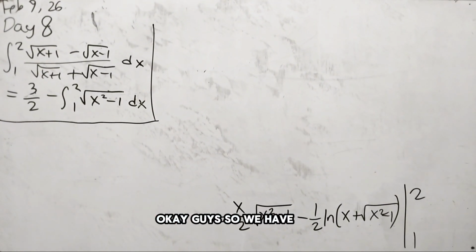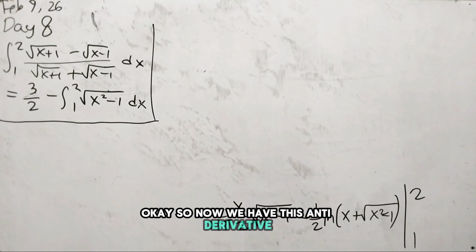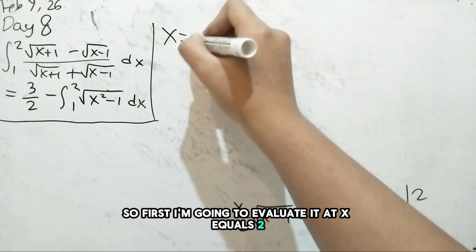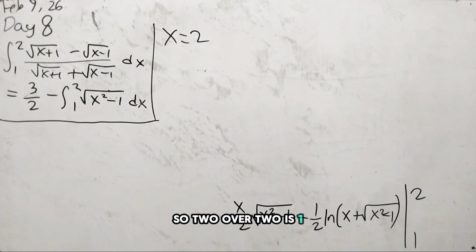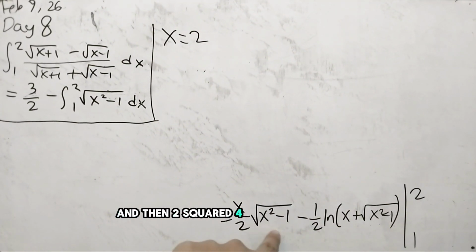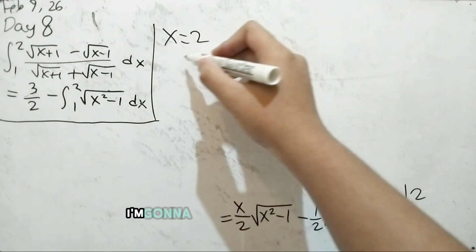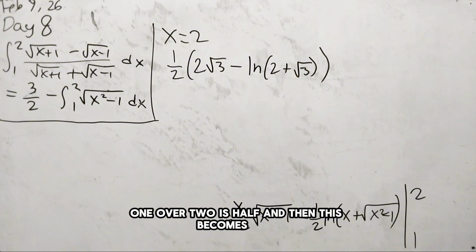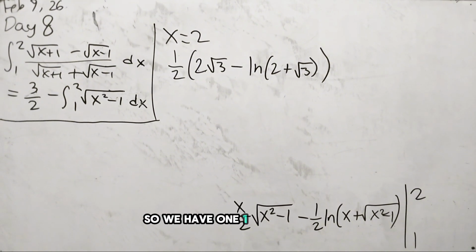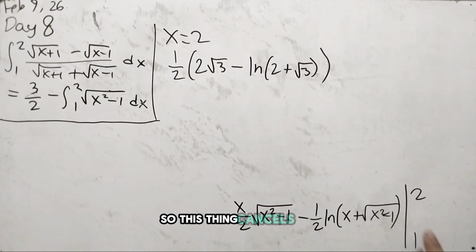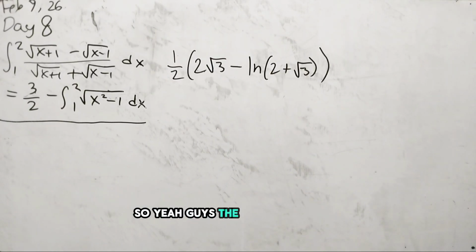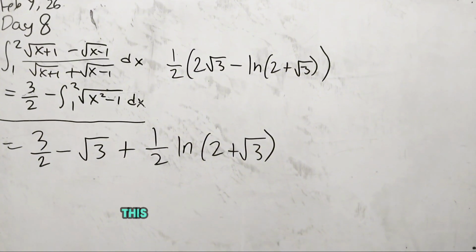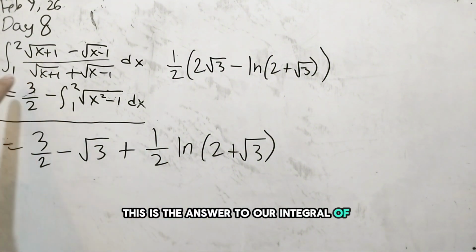Okay guys, so we have this. Now we have this antiderivative. So first I'm going to evaluate it at x equals 2 because it's the top bound. So 2 over 2 is 1, and then 2 squared, 4 minus 1, is square root of 3. I'm going to write the square root of 3. 1 over 2 is a half, and then this becomes 0. So we have ln 1, which is 0, so this thing cancels out. So yeah guys, the integral of this becomes this, right? So this is the answer to our integral.